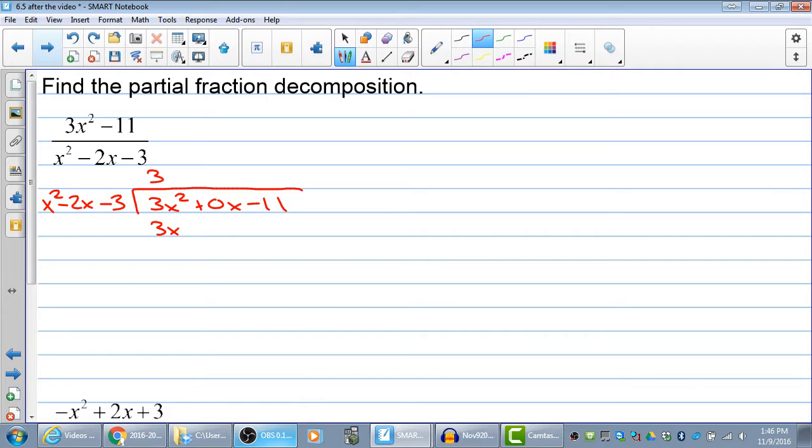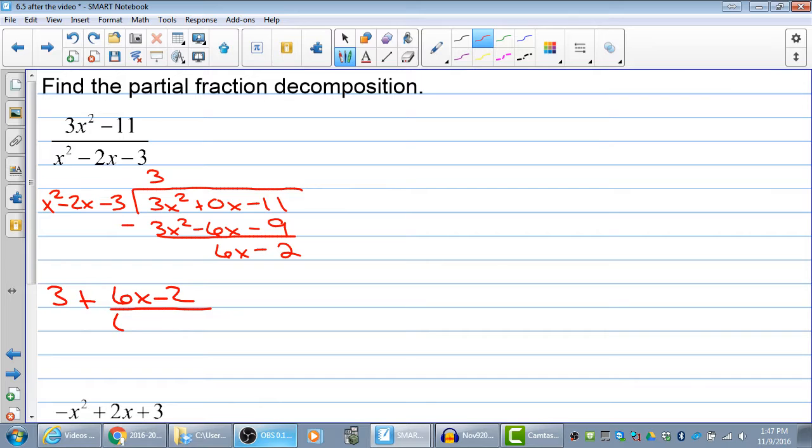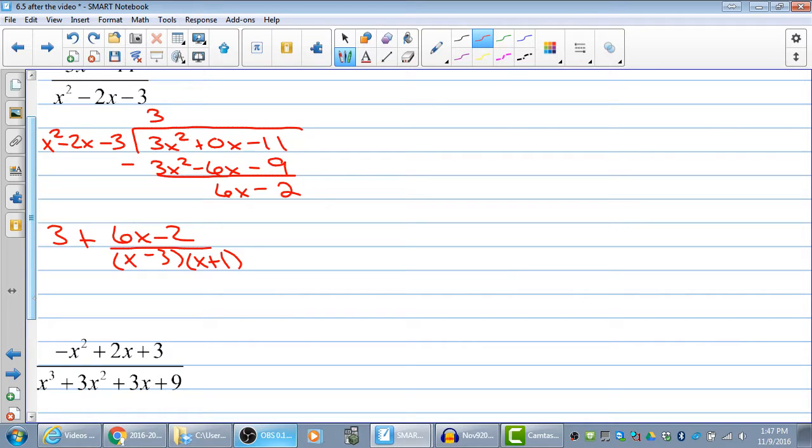So we have 3x squared minus 6x minus 9. And we're subtracting, so that's 6x minus 2. Not plus. There we go. Well, now it's 3 plus (6x minus 2) over (x minus 3)(x plus 1). Now we're doing the decomposition on the fractional part. We'll just remember to bring the 3 with us eventually.